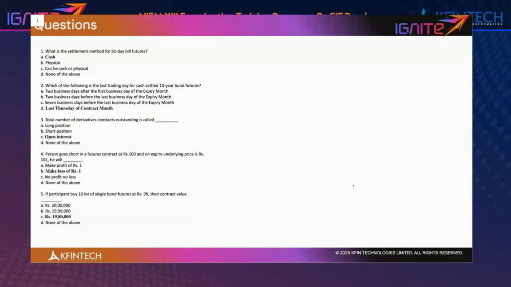We know that the face value of a bond is 2 lakh rupees. So 2 lakh into 99 into the lot size, which is given as 10, you will arrive at the number of 19 lakh 80,000, which is the option number C. So which is the formula for computing the value of the contract, which is lot size, which is 2 lakhs. Each of the answers.